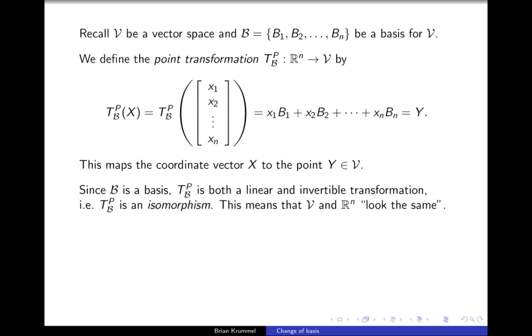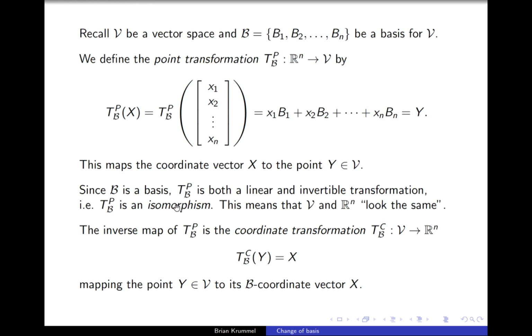So there's many, many isomorphisms out there, but in this course we'll be mainly interested in isomorphisms between an n-dimensional vector space V and Rn. And that just means that V and Rn look the same in terms of taking linear combinations. Now, since the point transformation is invertible, it has an inverse map, which we'll call the coordinate transformation T upper C sub B. Again, the B is for the basis, but now C is for the coordinate transformation rather than point transformation.